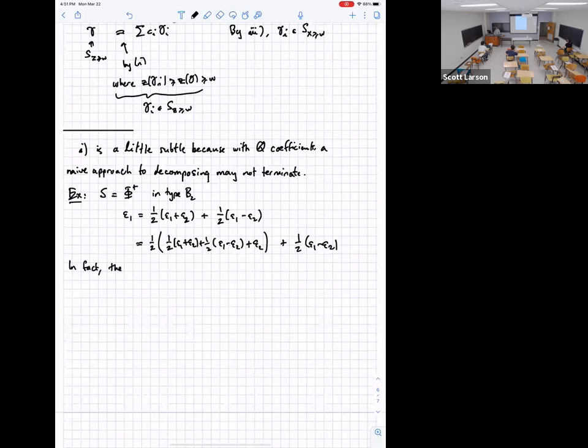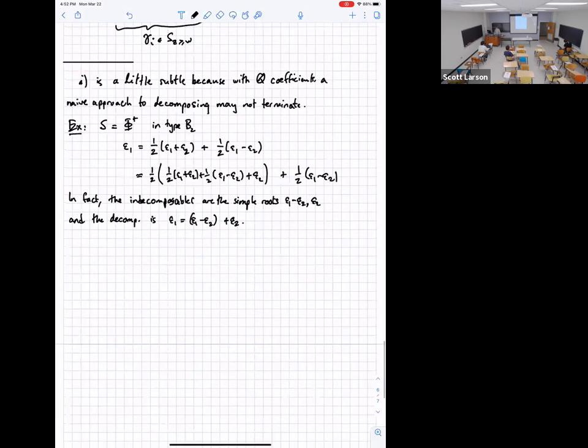the indecomposables here are just the simple roots epsilon 1 minus epsilon 2 and epsilon 2, and the correct decomposition is epsilon 1 equals epsilon 1 minus epsilon 2 plus epsilon 2. But I mean, if you're trying to prove it, how do you know you're not going down the wrong path? So there actually is something to prove.